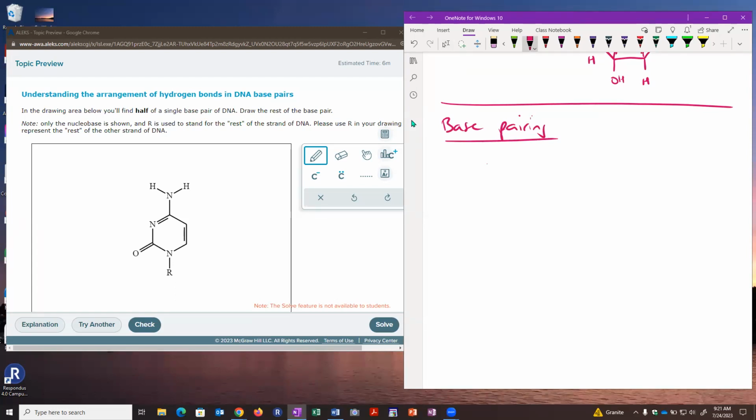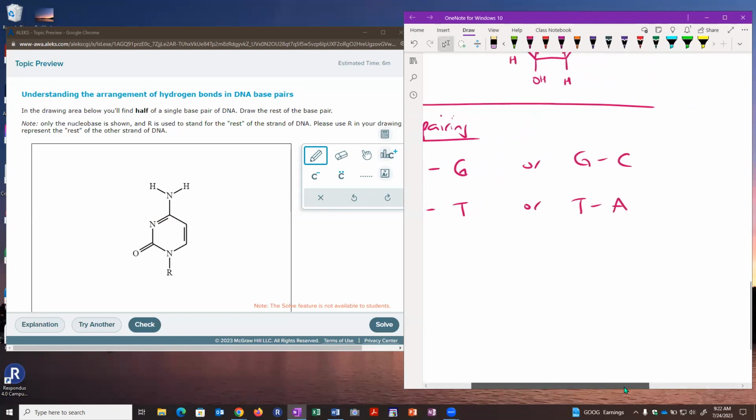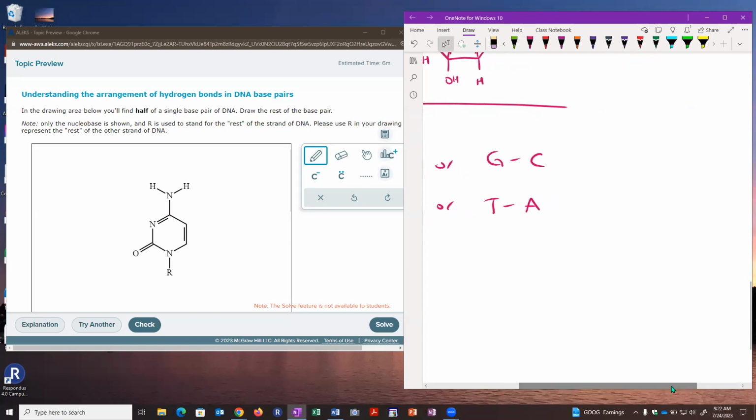So in DNA, your cytosine pairs up with your guanine, and then your adenine pairs up with your thymine, right? That's the base pairing that happens. C goes with G, or G goes with C, A goes with T, or T goes with A. Now, the number of hydrogen bonds that connects them is different in each case because of the structures. G and C are connected via 3 hydrogen bonds.